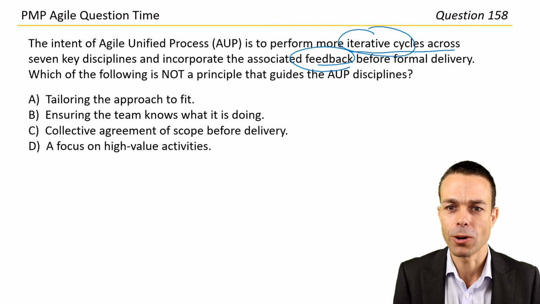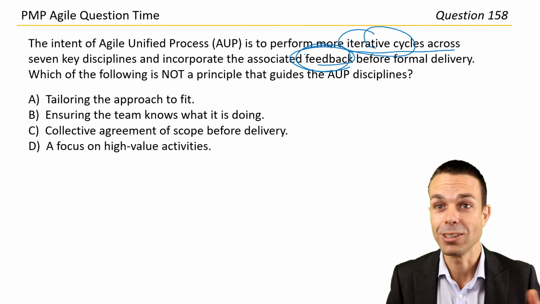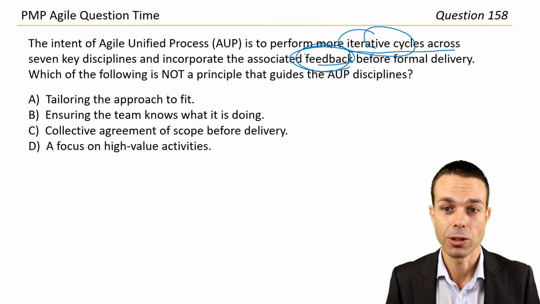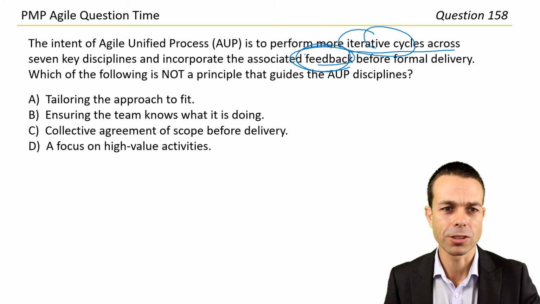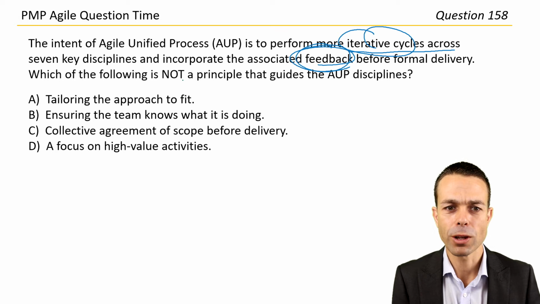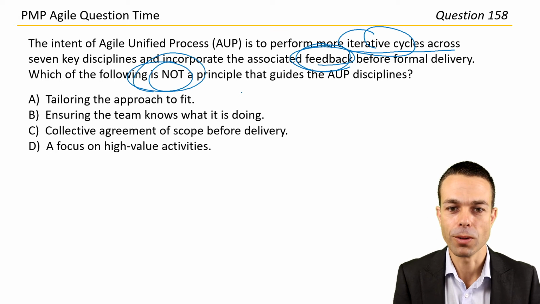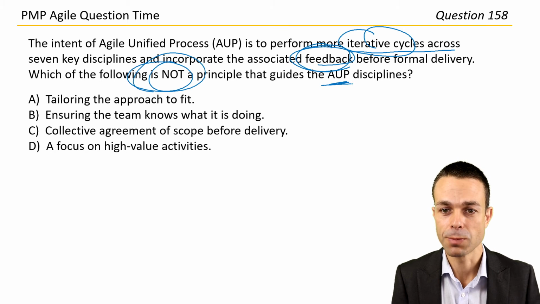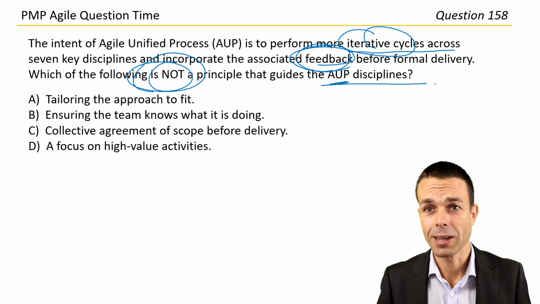Iterative cycles, I already like that. Getting feedback, as you can see, these are all agile principles. So this will carry across into our normal question. Which of the following is not a principle that guides AUP disciplines? So we don't have to know AUP specifically.